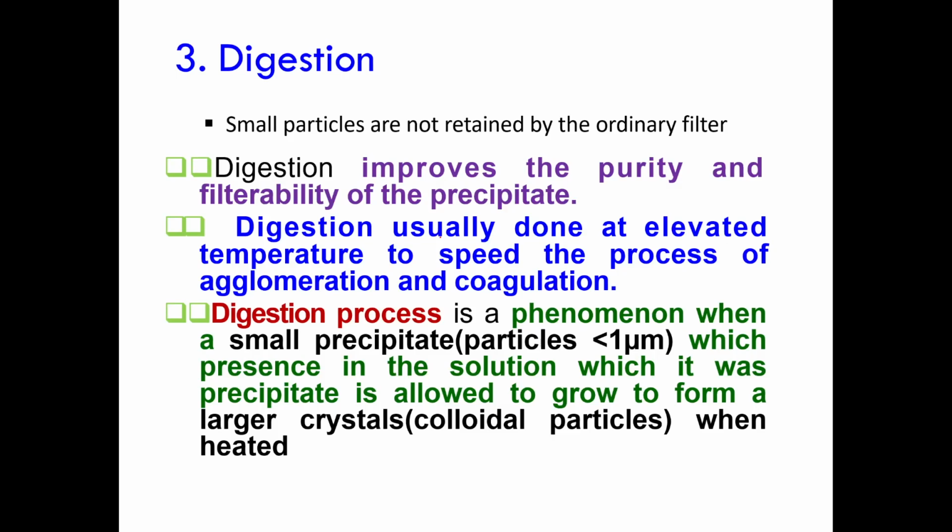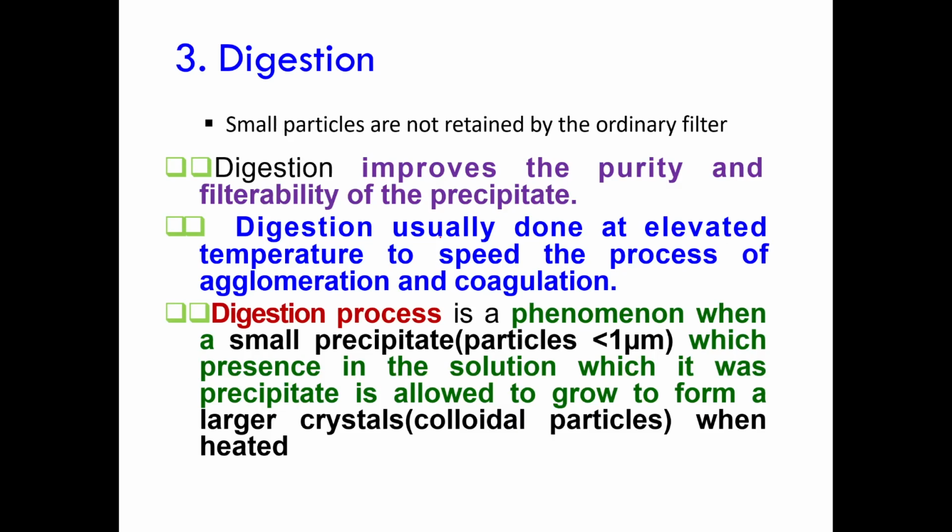In digestion, small particles are not retained by the ordinary filter. So that's the problem. If we cannot collect that precipitate, the result is not very accurate. So the digestion process occurs to handle this problem. Digestion improves the purity and filterability of the precipitate. Digestion is usually done at elevated temperature to speed up the process of agglomeration and coagulation.